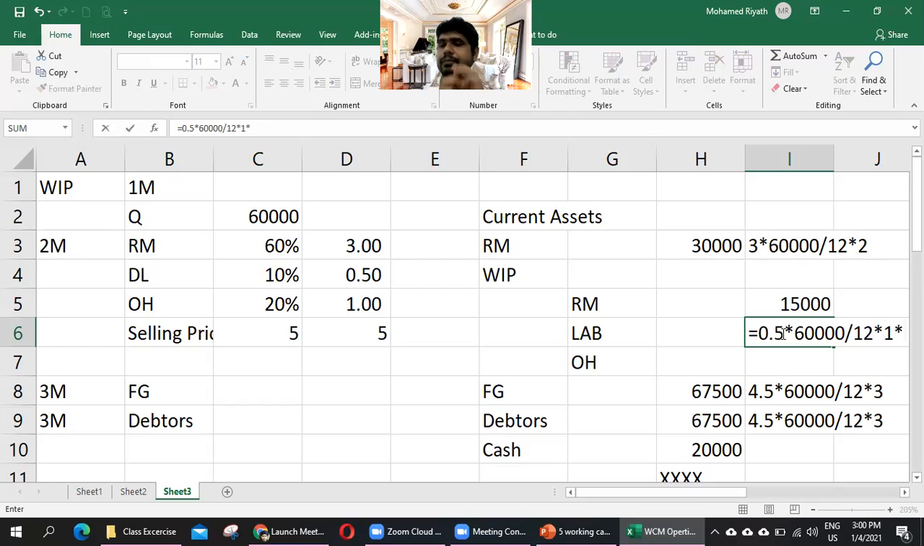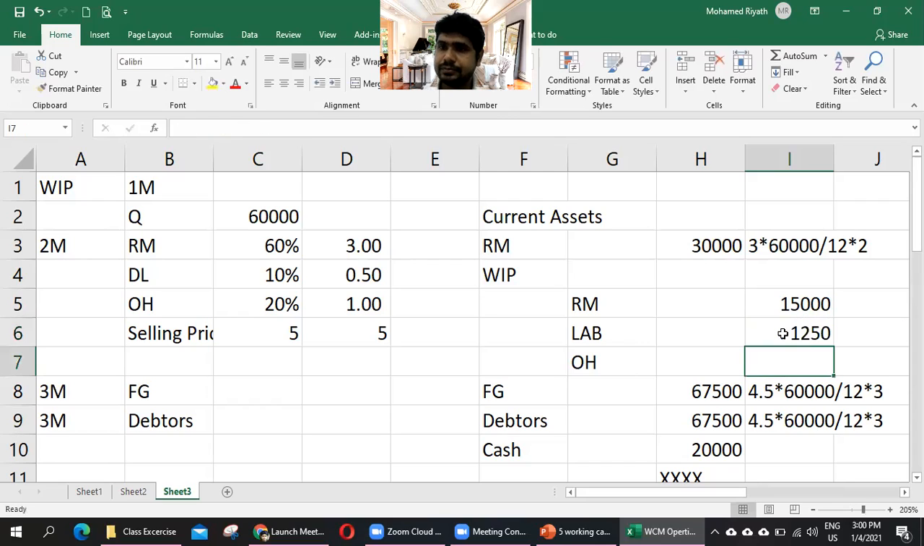But it's work in progress, so we have to assume 50% completed. 50% of the work has been completed in terms of labor. You have to assume, because there is no information regarding that percentage. If the percentage is given to us, we apply the given percentage. But in this scenario, there is no information regarding the stage of completion. Therefore, we assume 100% completion on raw material, 50% completion on other costs. Here we put 50%. How much? 1,250.